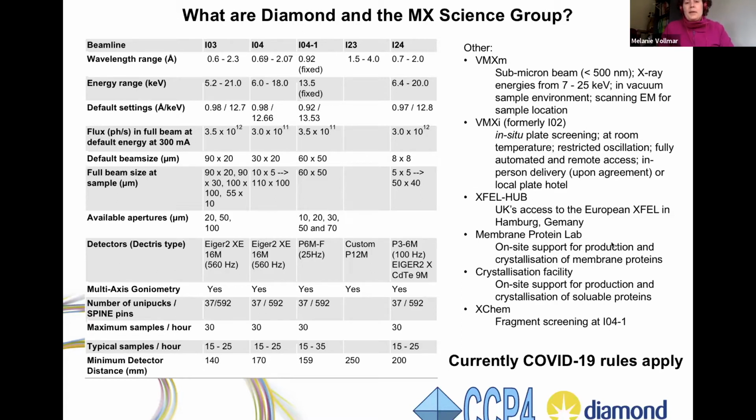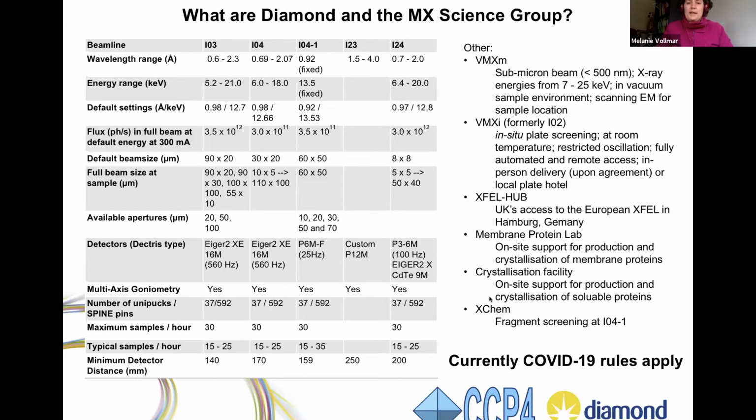The next thing we have is an access point to the XFEL in Germany. That's the free electron laser, perhaps if someone is interested in doing time resolved experiments. As I said, in the research complex, we've got some lab space for membrane protein expression and crystallization, as well as for soluble proteins. So if anyone wants to come do experiments but does not have the equipment, we can provide that as well.